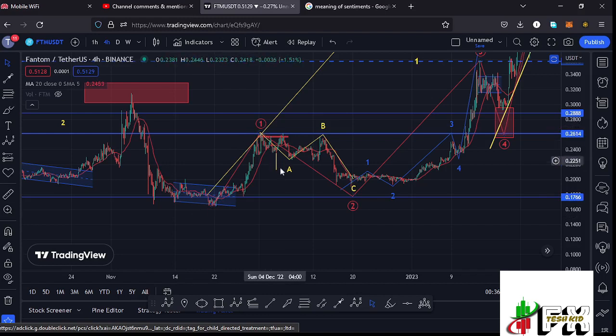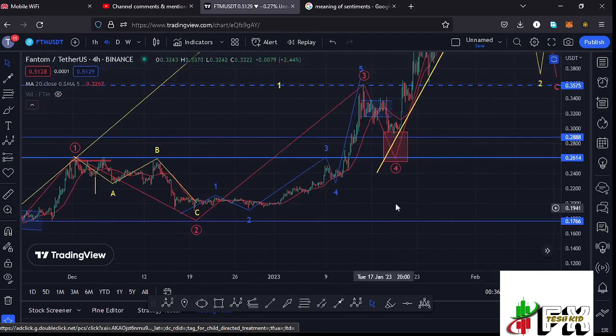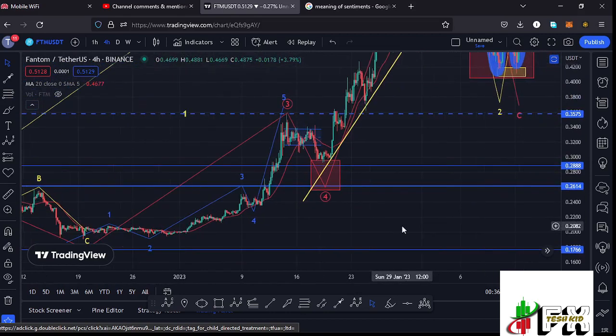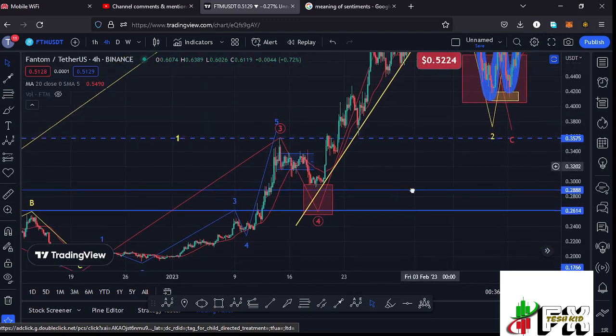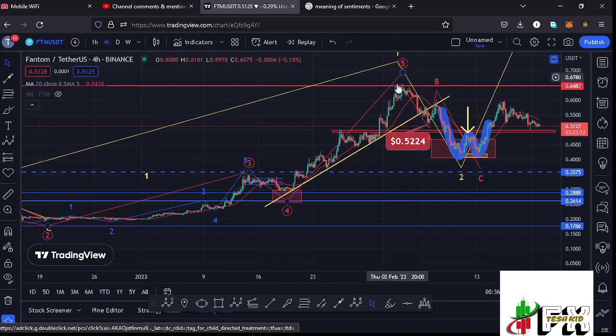Then we saw this ABC corrective structure fully maximizing our target areas to the lower side in the formation of that wave 2, and after seeing the low of that wave 2, we started this massive bounce to the upside in the formation of this wave 3, giving us a peak at around the $0.3575 mark. Then we saw the formation of that wave 4. Then we started this massive bounce to the upside in the formation of this wave 5, in a move that gave us a peak at around the $0.657 mark.